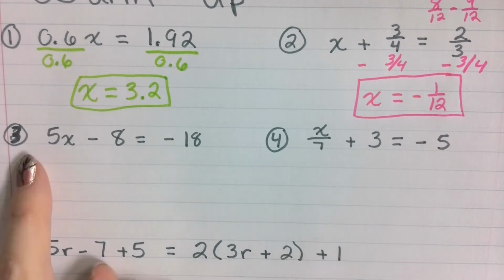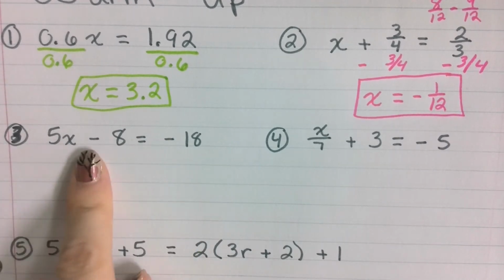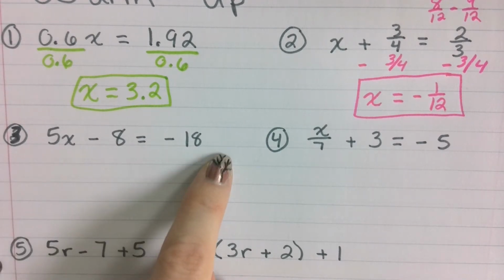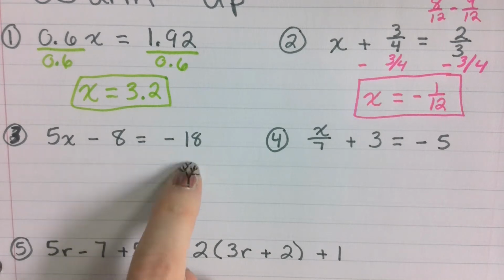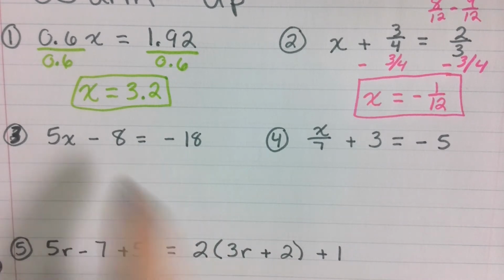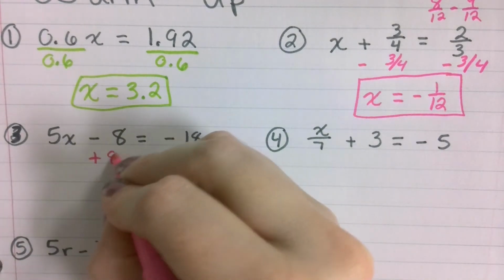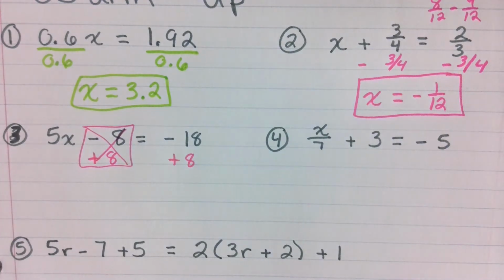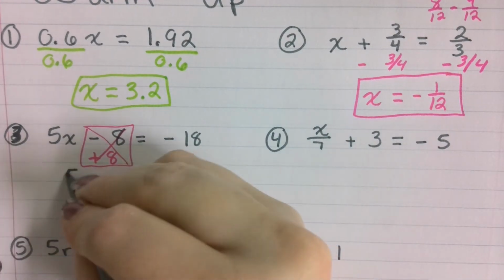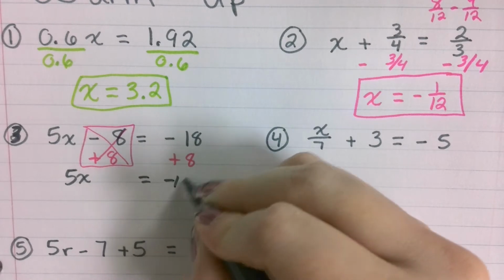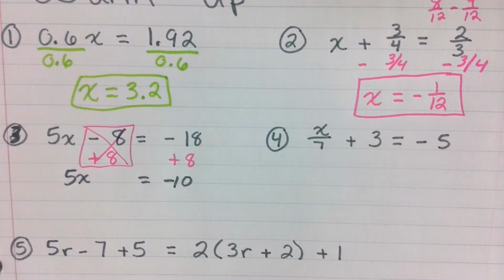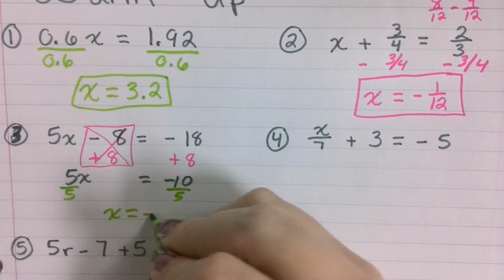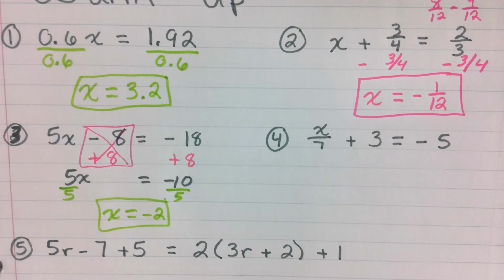Number 3. 3 is a two-step equation. What is the first inverse operation that we have to perform in this? Addition. Good. We have to add 8 to both sides. So we're going to go ahead and add 8 and add 8. These 8s are going to go ahead and get canceled out. We're then going to be left with 5x is equal to negative 10. Then we will divide both sides, right? Divide both sides by 5. And we're going to get that x is equal to negative 2. X is equal to negative 2.